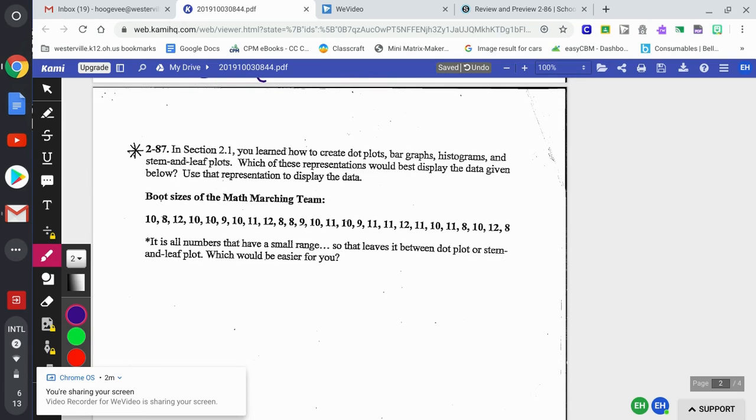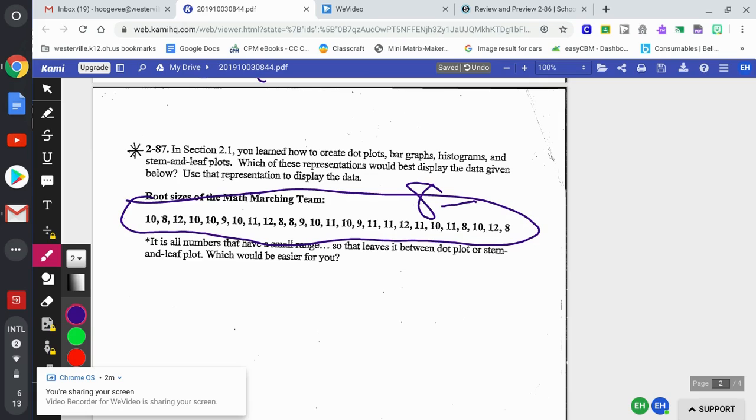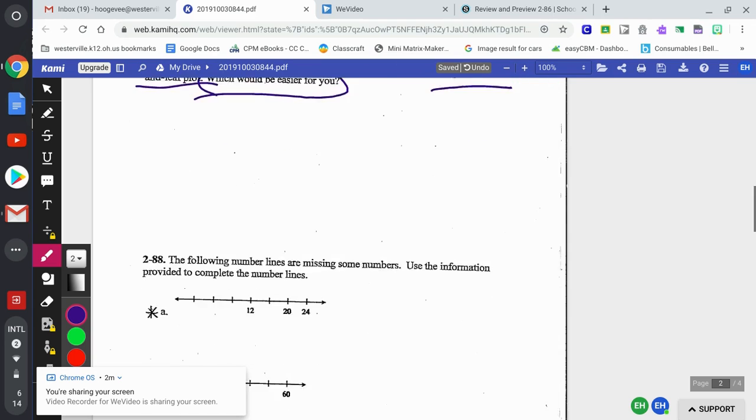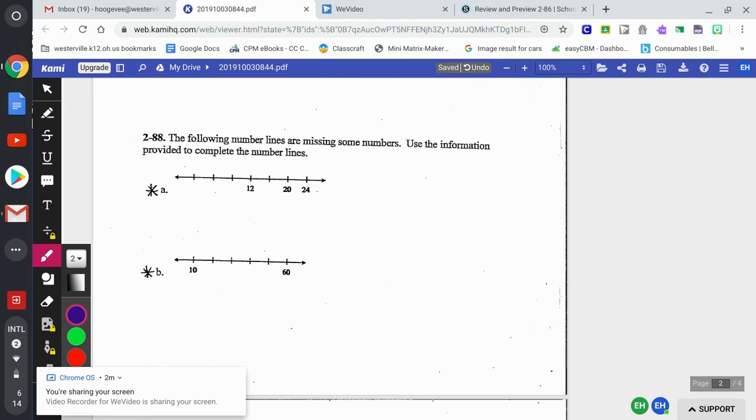Next question here, you've got boot sizes for the math marching team. They list a whole bunch of numbers here, ranging from sizes 8 to 12. So knowing that you're only using sizes 8, 9, 10, 11, 12, you need to tell me if you are going to use a dot plot or a stem and leaf. Again, which one would be easier for you? You tell me why.